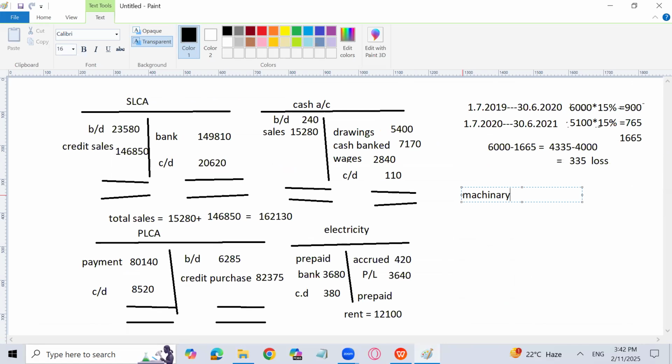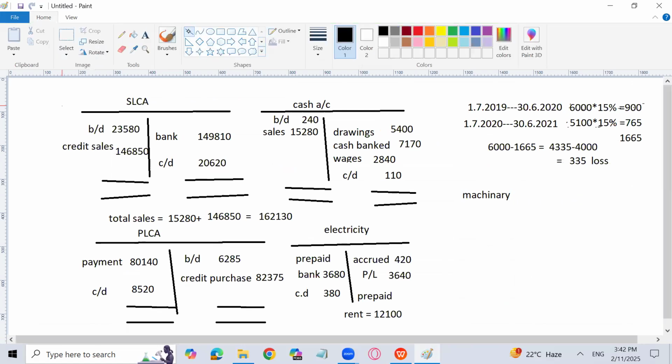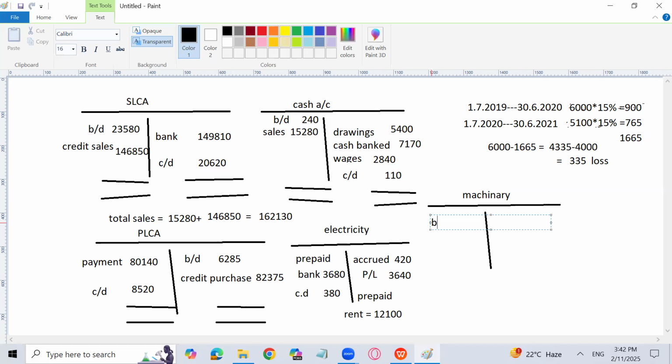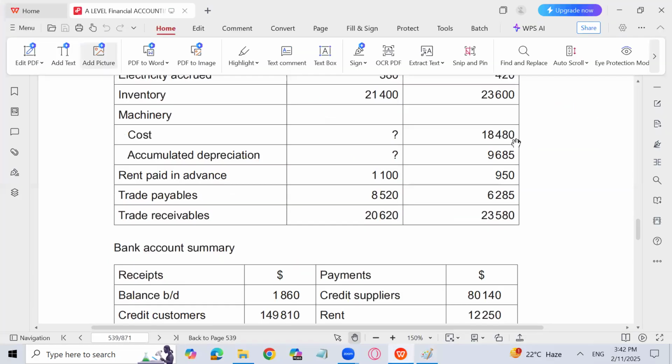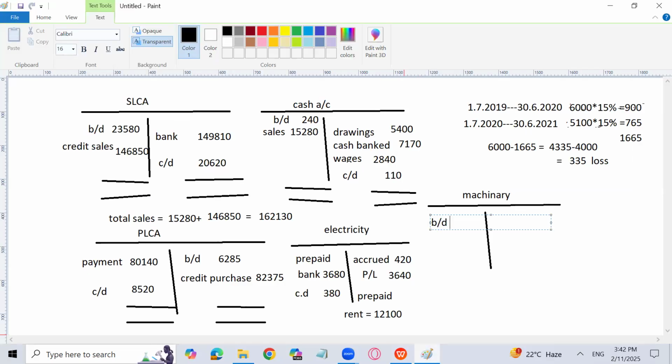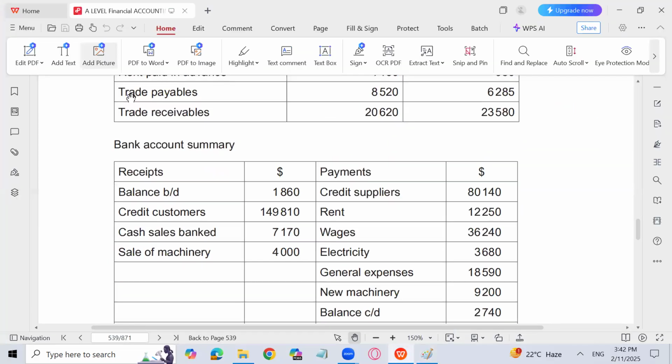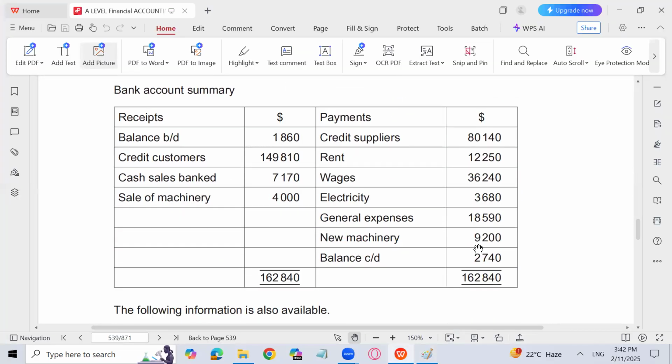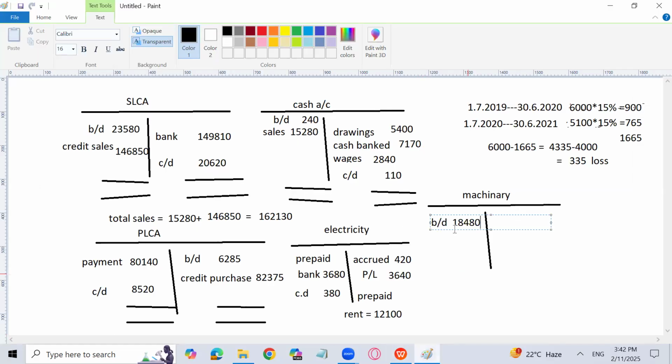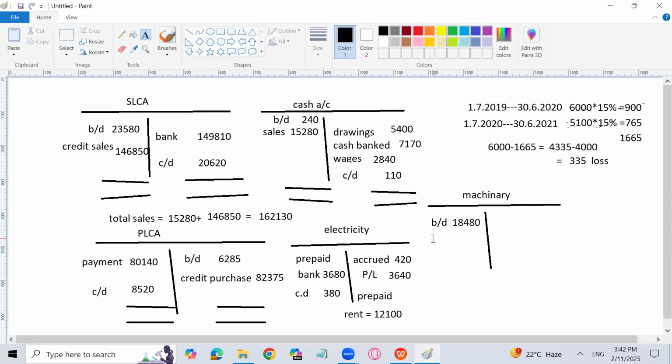So let's prepare the account of machinery. I'm preparing the account of machinery just for your understanding, because we need to find the depreciation only, but I just want you to handle it even more properly. So cost is 18480 at the start. Let me write here 18480. Let's see if we have purchased any new machinery in the current year. Yes, we have purchased new machinery of 9200. So I will write it on the debit side with the name bank.